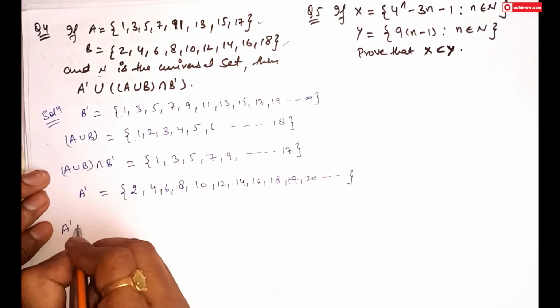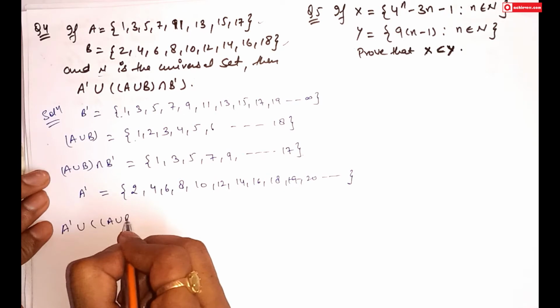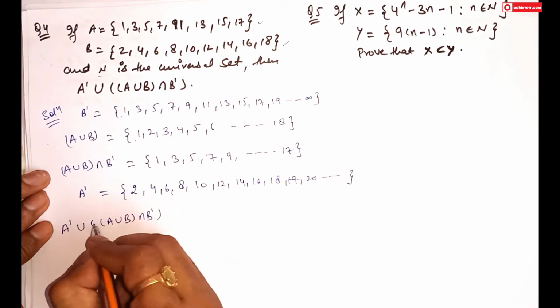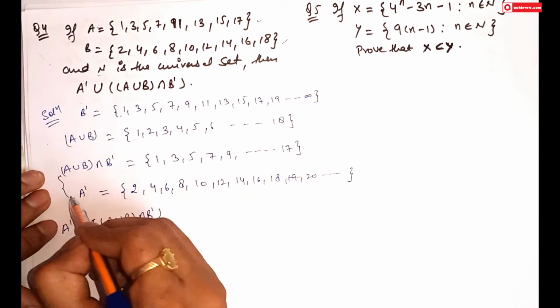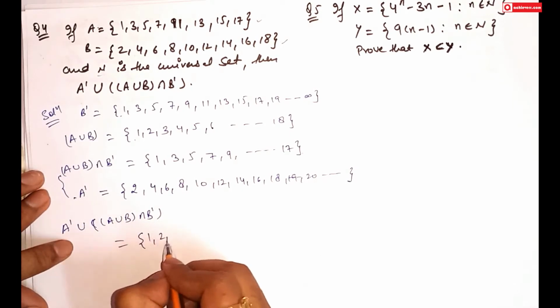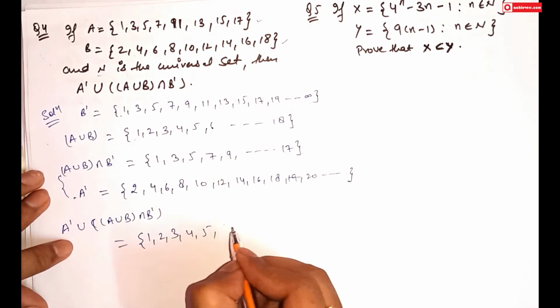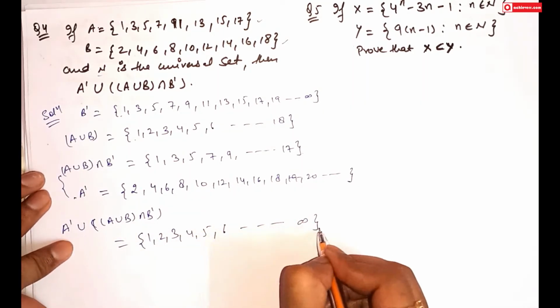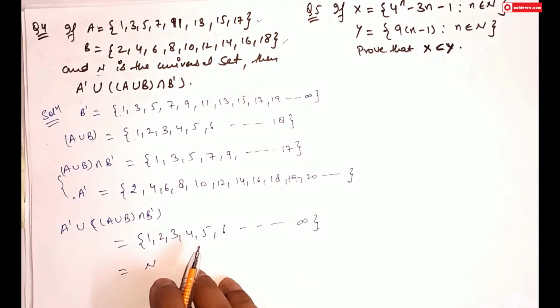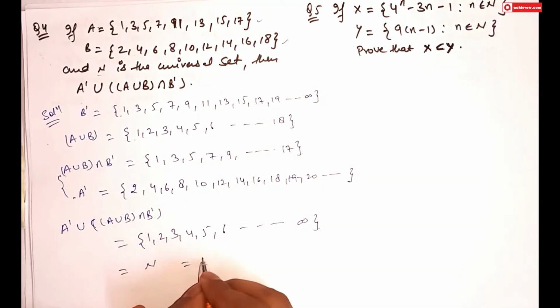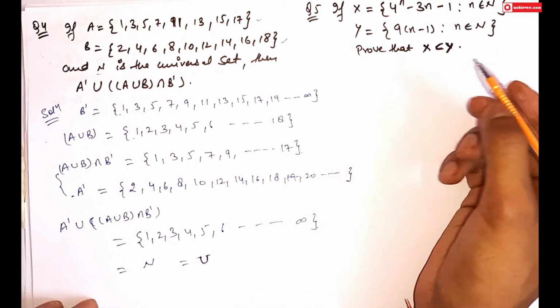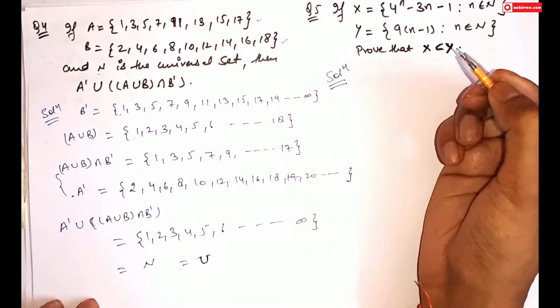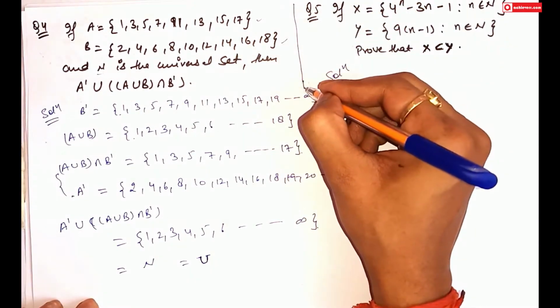Okay, now what is A complement union A union B intersection B complement? This will be the union of these two. So what is it? 1, 2, 3, 4, 5, 6 up to infinity. So what is it? It is N. And what was N? N was our universal set. So this is our final result. Okay, so let's move on to the next question. Solution for question number 5. Let me do the partition here.